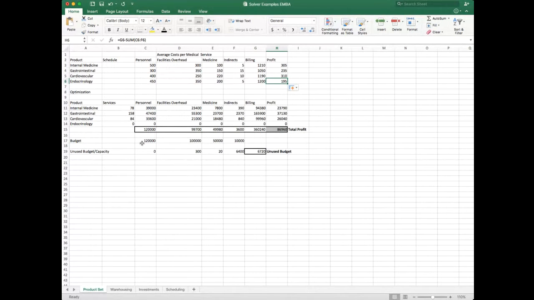But here's the interesting thing. So we also have a budget. We have a personnel budget, we have a facilities overhead budget, we have a medicine budget, and we have an indirects budget. And in this case, we've made up these numbers: 120,000. Let's say assume 150,000. So we'll change the numbers a bit. 150,000, maybe 130,000. 130,000. Perhaps 100,000. And suppose 40,000. And we've got these budgets. Everything has a budget.